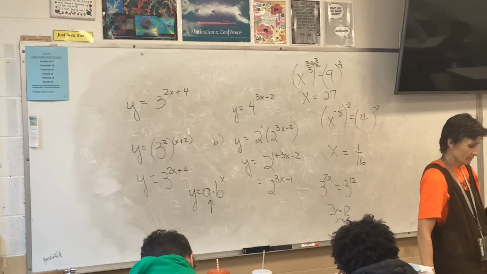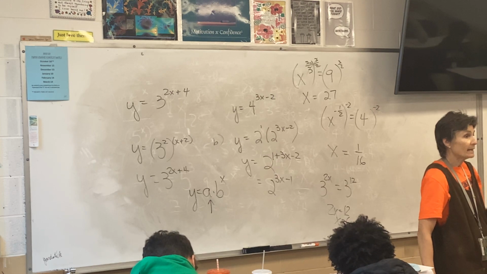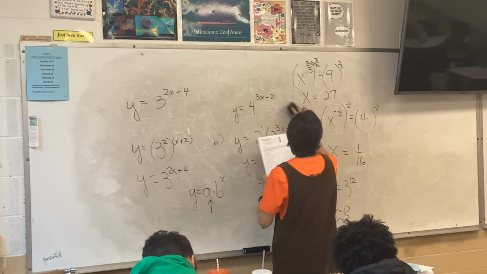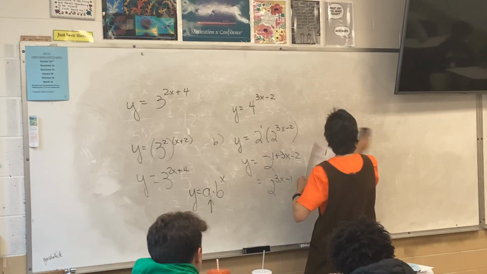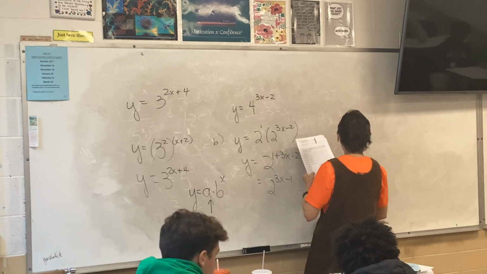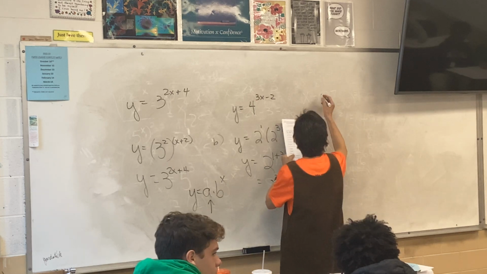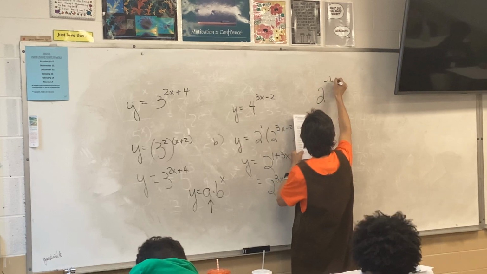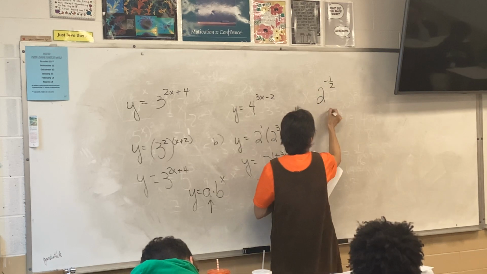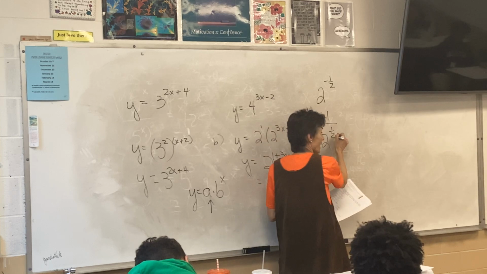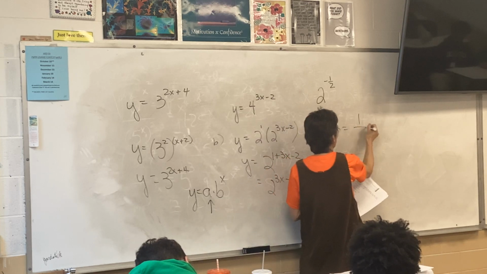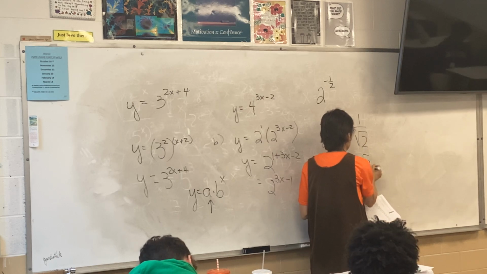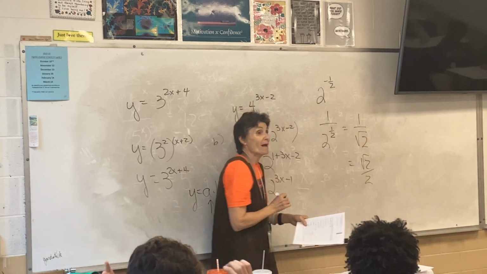Square root of 2. What's f of negative 1/2? Square root of 4. Not 1/2. Square root of... negative 1/2. Square root of 2. Square root of 1/2. So we have 2 to the negative 1/2. So that's 1 over 2 to the 1/2, which is 1 over the square root of 2, which is the square root of 2 over 2, when you rationalize it.